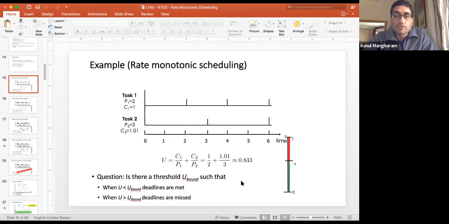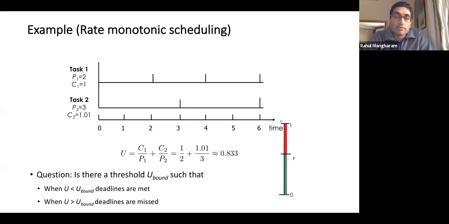All right. So the first question was to have more information on this upper bound test and why do we need this upper bound test? How do we compute the upper bound test for rate monotonic scheduling? And so let's take these two tasks over here.